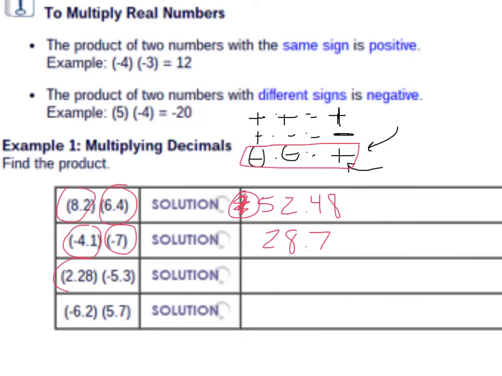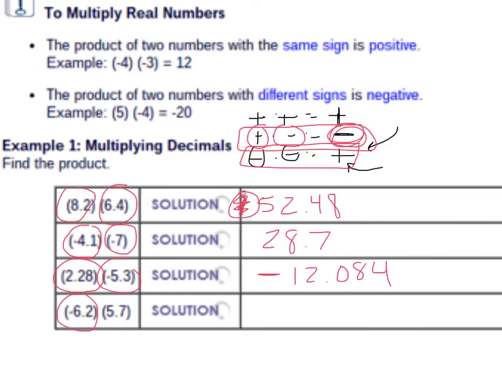All right, now right here you've got a positive and a negative. Let's look at our little cheat sheet. This one has a positive and a negative. Therefore, it's going to be a negative. So it's a negative, and then we just got to do 2.28 times 5.3, 12.084. Let's think that is maybe right. Okay, cool. Let's hope it is.